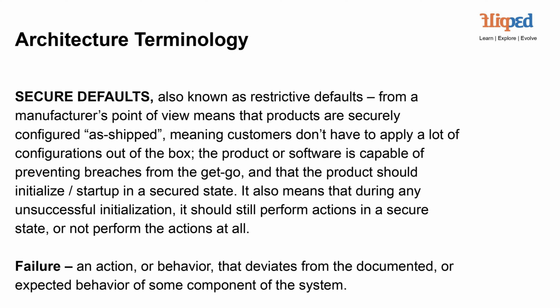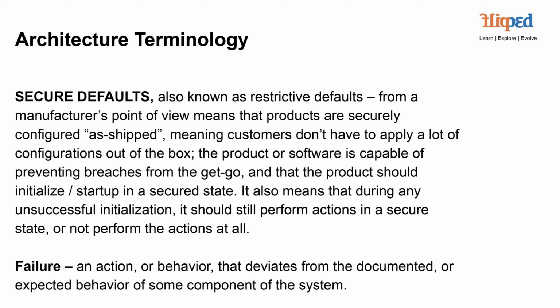Architecture terminology, secure defaults. Secure defaults, also known as restrictive defaults, refer to the concept of products or software being pre-configured with secure settings right from the start. This means customers don't need to make extensive configurations when they first use the product. It ensures that the product is resistant to breaches as soon as it's set up, and it should start up in a secure state. Even during unsuccessful startups, the product should maintain security or refrain from executing actions.